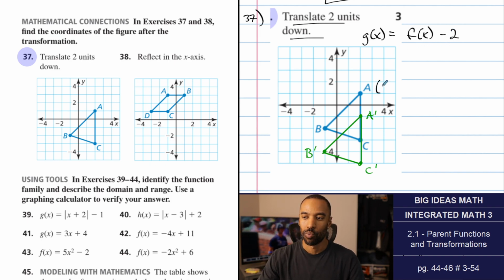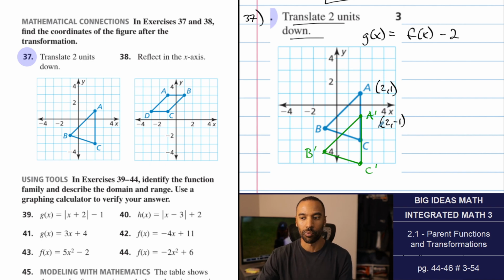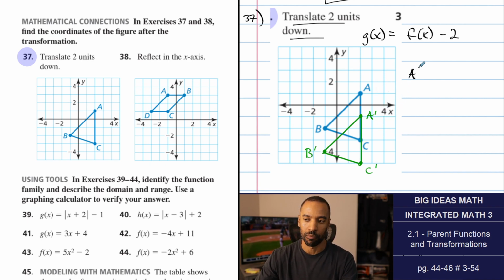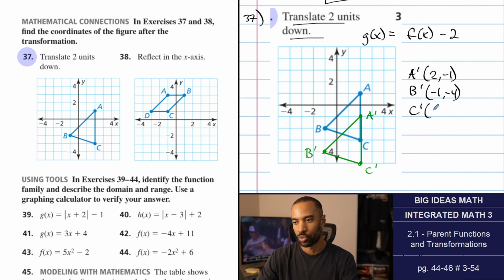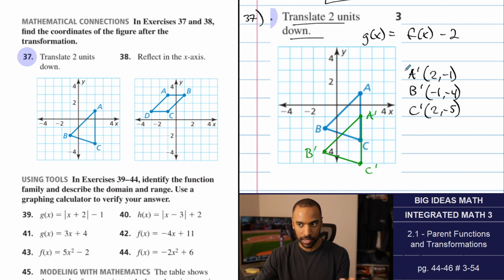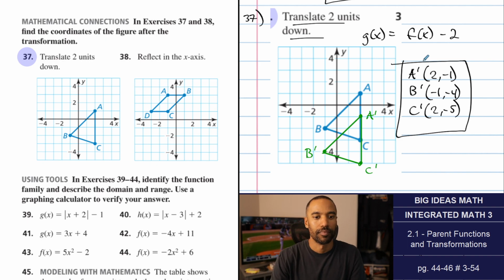So A was at 2, 1. A prime is at 2, -1. That's 2 less than the 1, right? So that's kind of what I'm thinking as far as what they want you to do with it. But A prime's at 2, -1. B prime is at -1, -4, and C prime is at 2, -5. 2 less on the y's than you had previously.